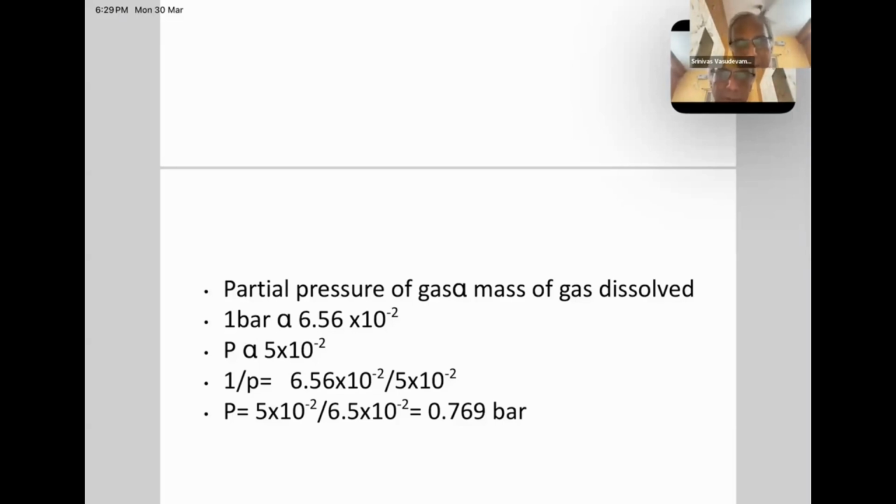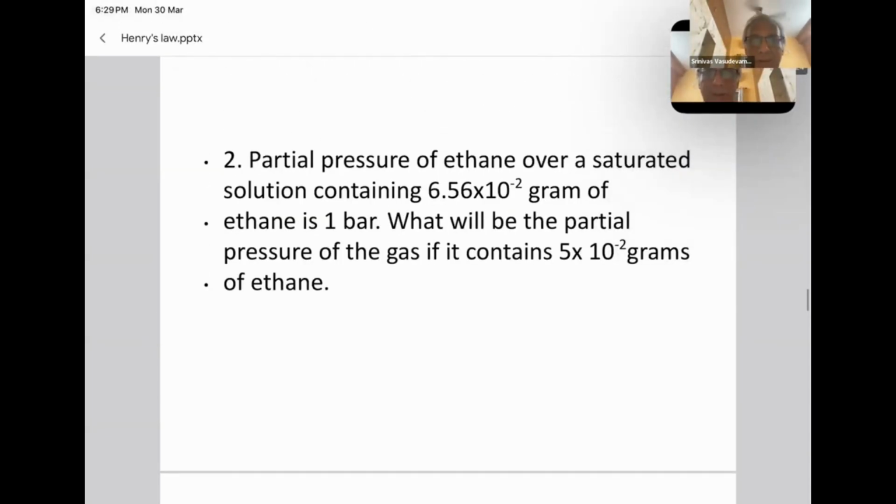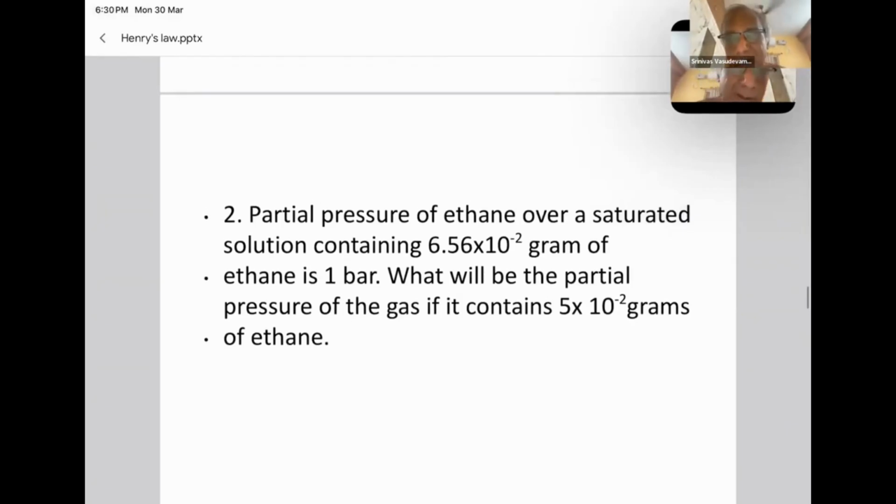So pressure is equal to 5 into 10 power minus 2 by 6.5 into 10 power minus 2, which is 0.769 bar. We'll once again see: when the gas dissolved is 6.56 into 10 power minus 2 grams, the pressure exerted is 1 bar. What will be the partial pressure of the gas if it contains 5 into 10 power minus 2 grams of ethane? Partial pressure and mole fraction are directly proportional. Therefore, we can say partial pressure and mass of the gas are directly proportional here.